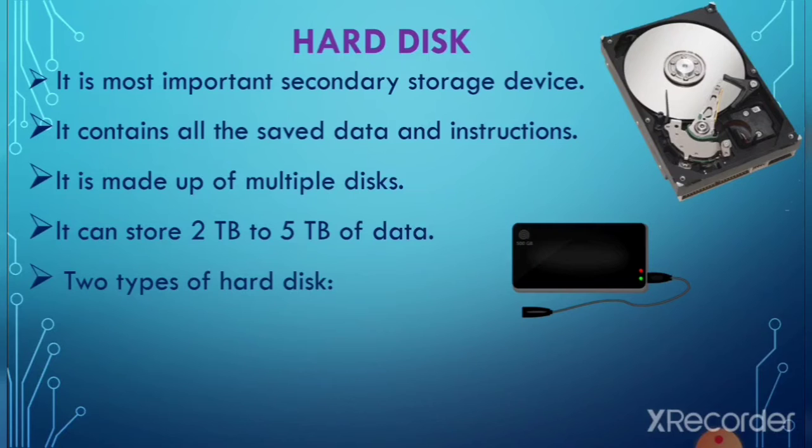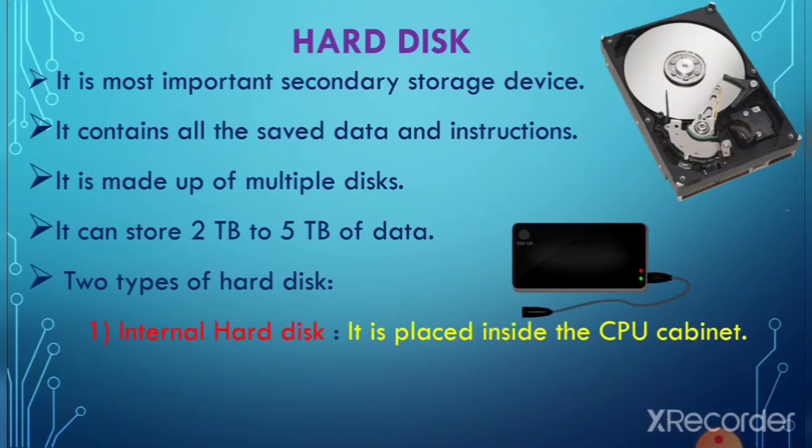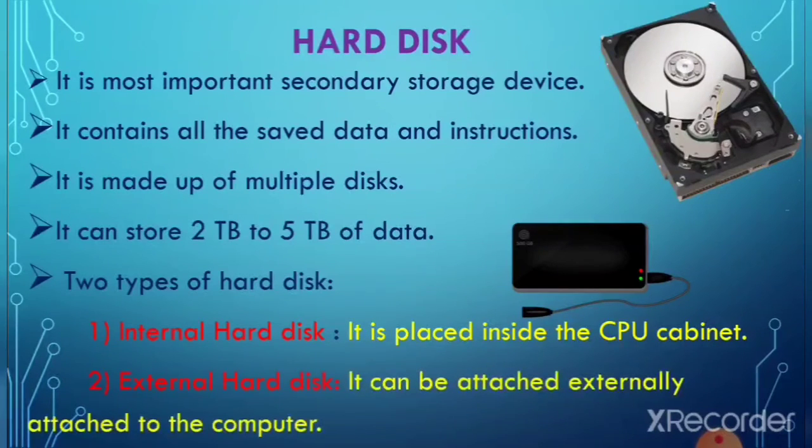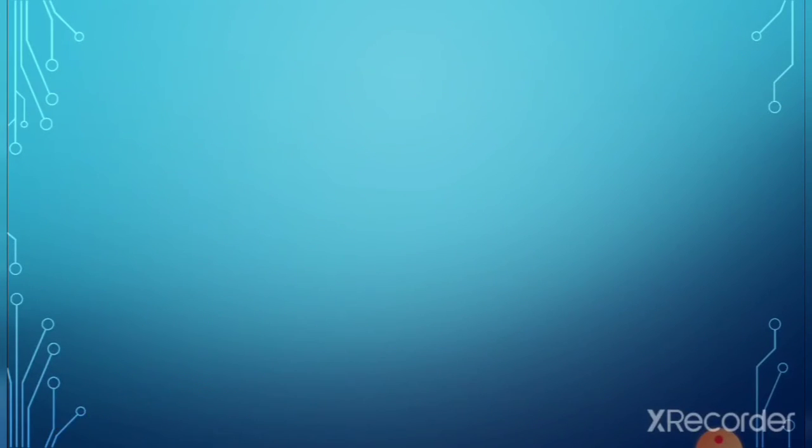Two types of hard disk are available in the market. First is internal hard disk. Internal hard disk is placed inside the CPU cabinet. It is inside the CPU, that's why it is called internal hard disk. And the second one is external hard disk. Here you can see two pictures. First is internal hard disk and the second one with cable is external hard disk that we can attach with the computer to store extra data.